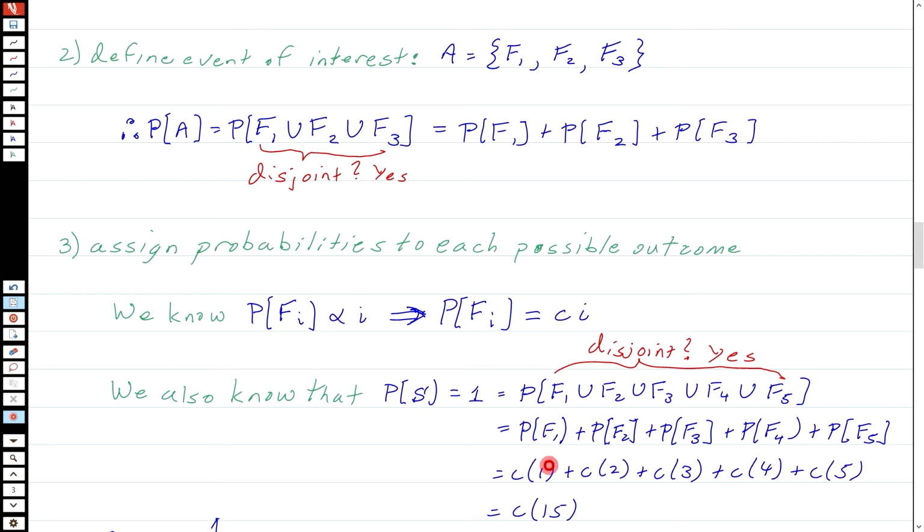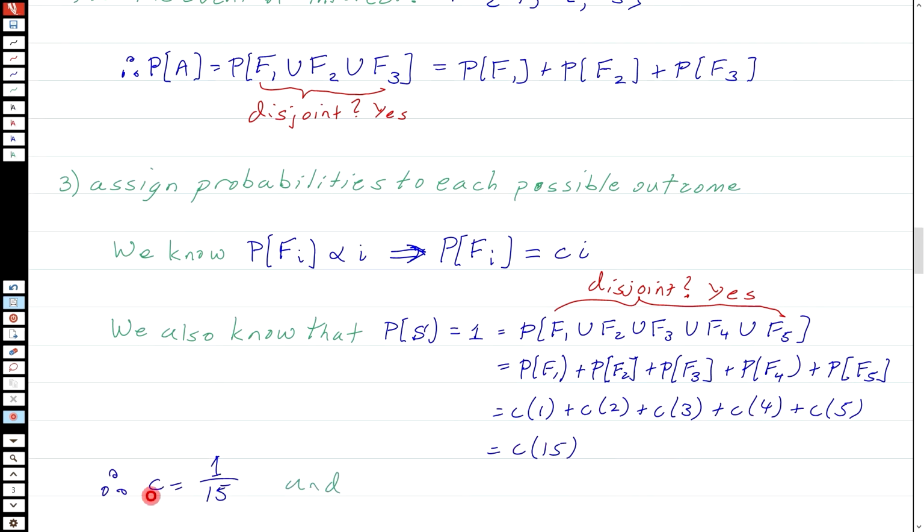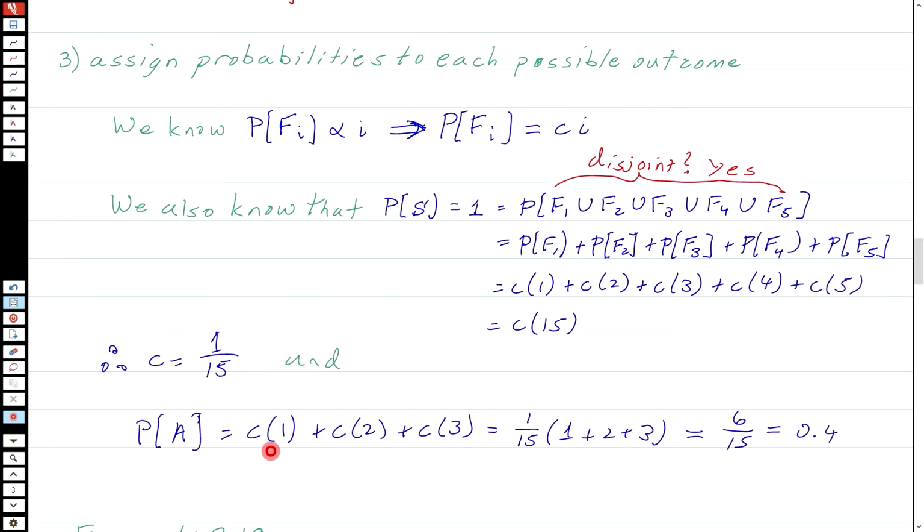Well, we know that this is proportional to 1, this one is proportional to 2 ohms, 3 ohms, 4 ohms, 5 ohms. So this sum becomes C times 1 plus 2 plus 3 plus 4 plus 5, which is C times 15, and therefore C is 1/15. Once we have C, we can go back up and evaluate the probability that we're interested in. So the probability of A is C times 1 plus C times 2 plus C times 3, which is 1/15 times 1 plus 2 plus 3, 6/15, or 0.4.